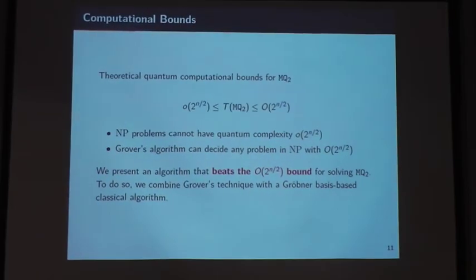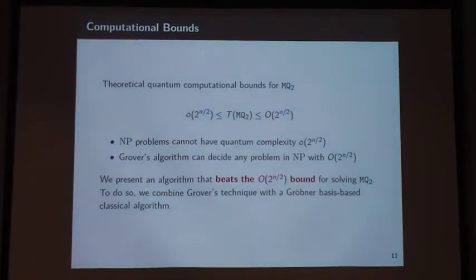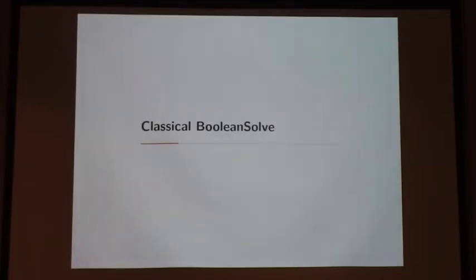So the theoretical computational bounds in terms of quantum complexity of the MQ2 problem are lower bounded and upper bounded. We have an upper bound using Grover's algorithm, which can decide any problem in NP in 2 to the n over 2. And we give an algorithm that beats that, which takes advantage of the problem structure.